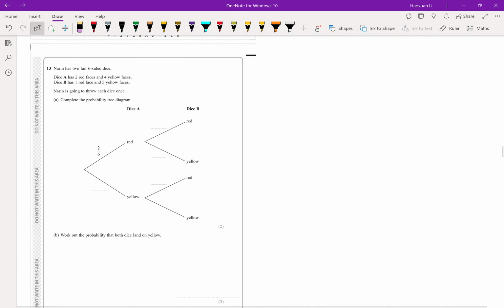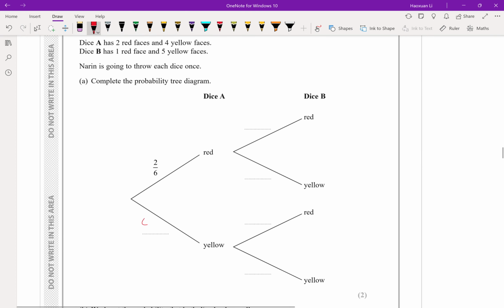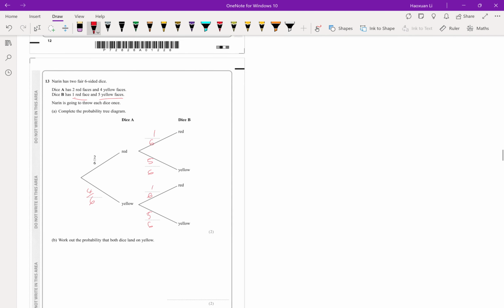Probability question. So 2/6 and this 4/6 has 1 red face and 5 yellow faces. So add up together to 6. So that will be 1/6, 5/6, 1/6, 5/6.